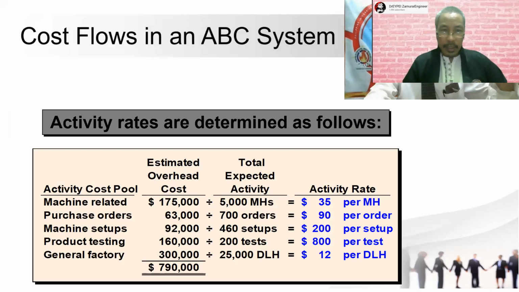Cost flow in an activity-based system. Activity rates are determined as follows. So, given the table in the previous slide, we have what? Divide the estimated overhead cost by the expected activity. Because we are what? We are planning for the future. We are using previous data. We are using historical data, but we are planning for the future.